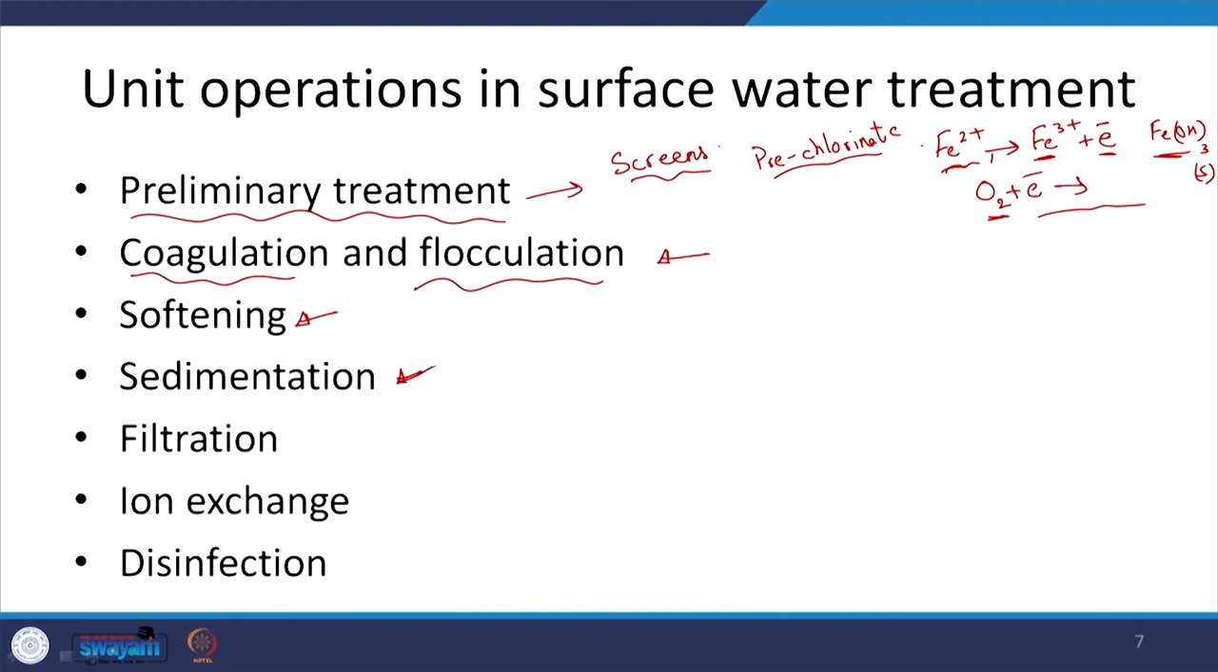Sedimentation, we looked at it earlier, but maybe now we will look at the design aspects. Filtration, different types of filtration. Ion exchange, a relatively recent one. And disinfection. I guess I should have also had RO. Under filtration, we will look at nano or ultrafiltration, right? So, these aspects we will look at.